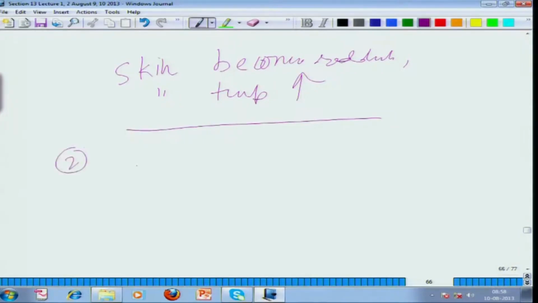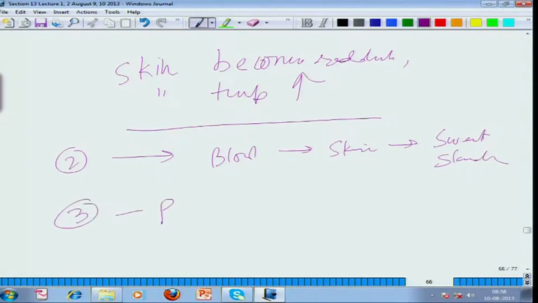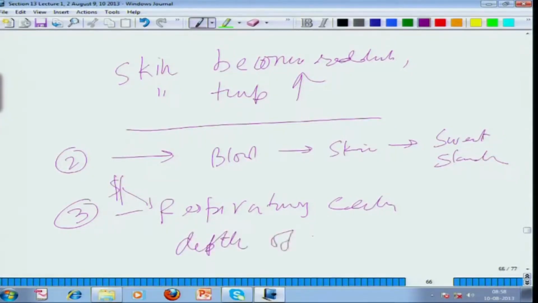Second is that as the blood flows to the skin, the sweat glands are stimulated and secrete sweat. So, blood flow to the skin and sweat glands, you are basically losing heat. So there is a third way. You are stimulating the respiratory centers of the brain. Once you are stimulating them, the depth of respiration increases.